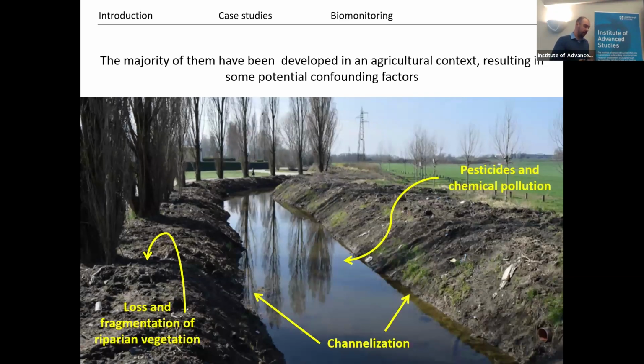And also another important aspect is that most of the biomonitoring indices I mentioned before were developed in an agricultural context. And this can result in some possible co-occurring factors. In an agricultural landscape where siltation originates from agricultural practices, maybe other co-occurring factors can have an importance, including chemical pollution due to pesticides, channelization, or the loss of riparian vegetation.